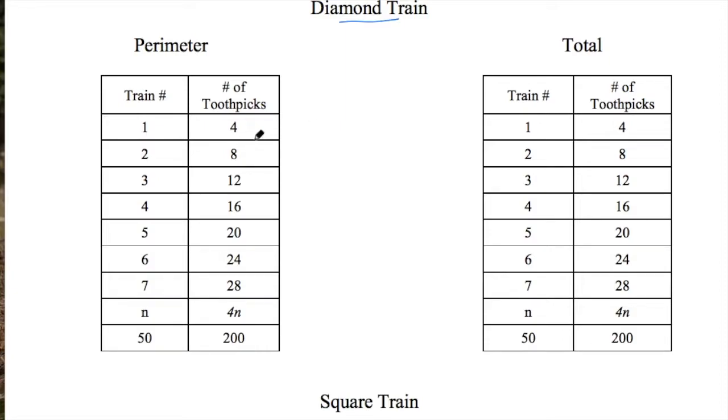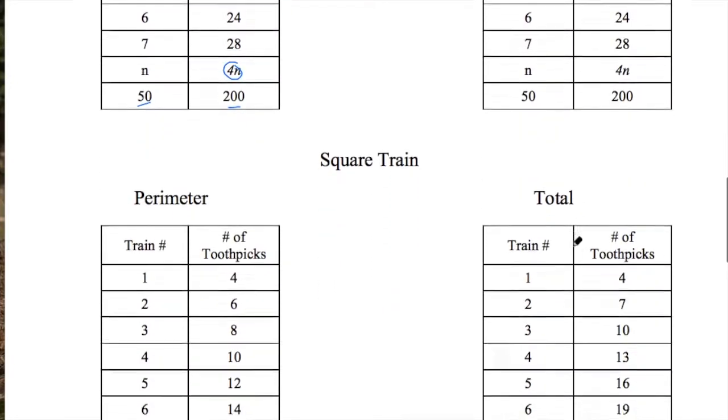The pattern on the perimeter was going up 4, 8, 12, 16. So you should have seen this adding 4 pattern, and hopefully developed the formula that 4 times n gives us the number of toothpicks in the perimeter. We can use that 4n to figure out train 50: 50 times 4 gives us 200. It's the exact same story for the total toothpicks for the diamond train. As we said, there's the same number in the perimeter as in the total. Great. Let's now talk about the square train.